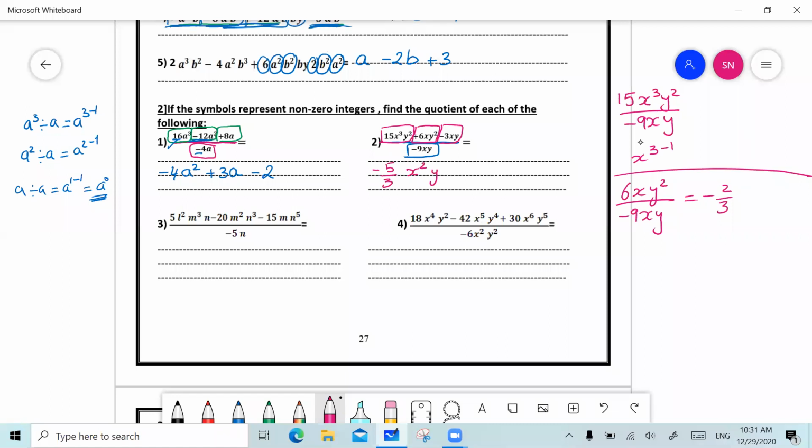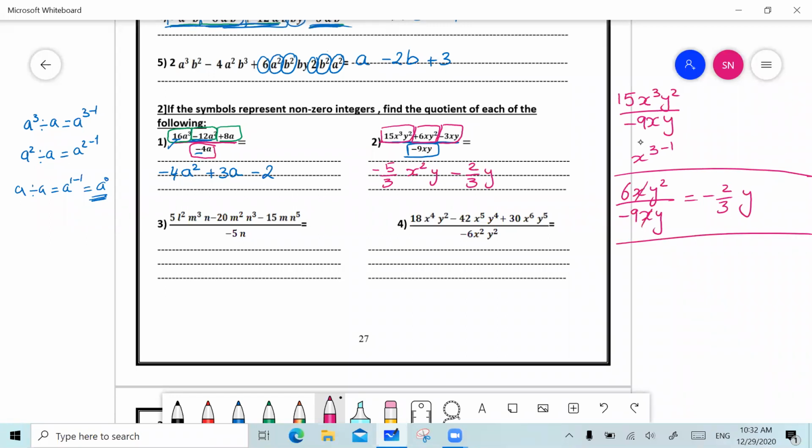X divided by x, they are canceled together. Y squared divided by y, this is equal to y to the power of 1, which is y. So my final answer here, the term is negative 2 over 3y.